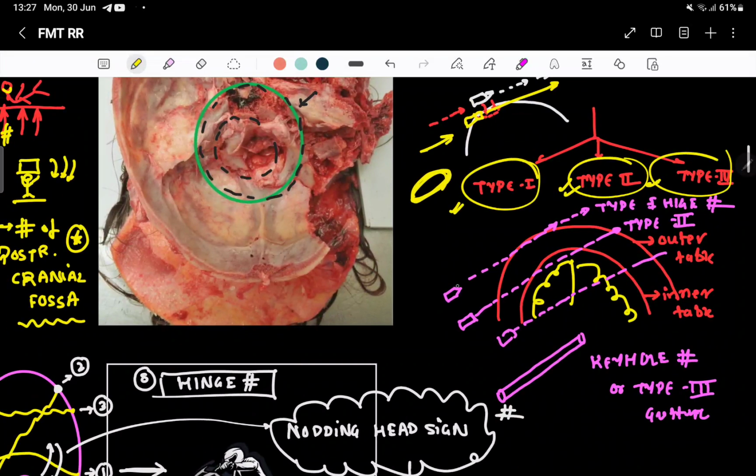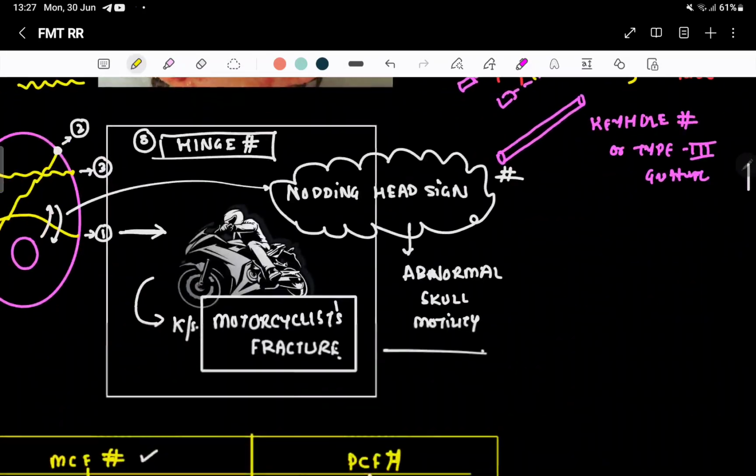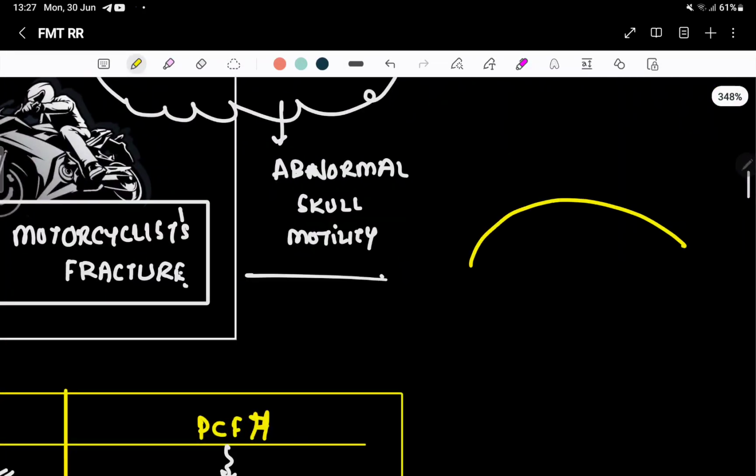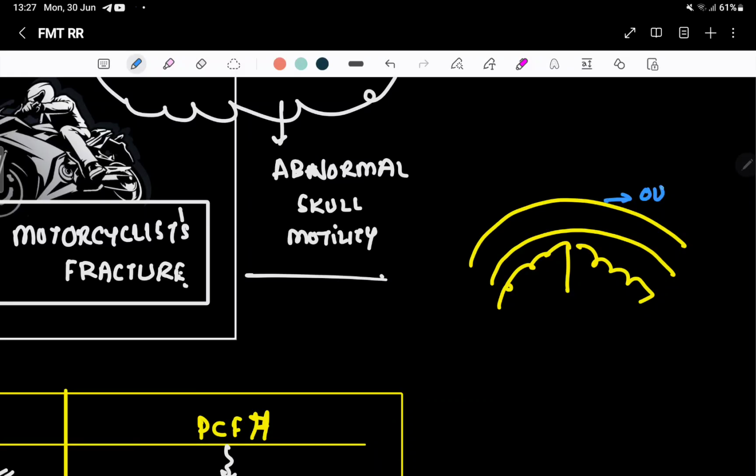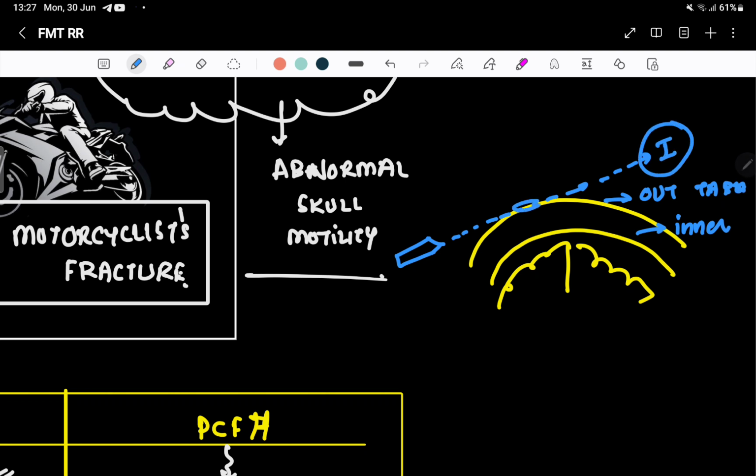Type 1 gutter is basically the fracture which is involving the outer table. Let me make you understand here. Let's assume that this is the skull, and here inside we have the brain. So the cranium is protecting it. This is the outer layer, this is the inner layer. If a glancing bullet, basically tangential bullet, passes and touches the outer layer, outer table of skull, this is the type 1 fracture, type 1 gutter fracture.